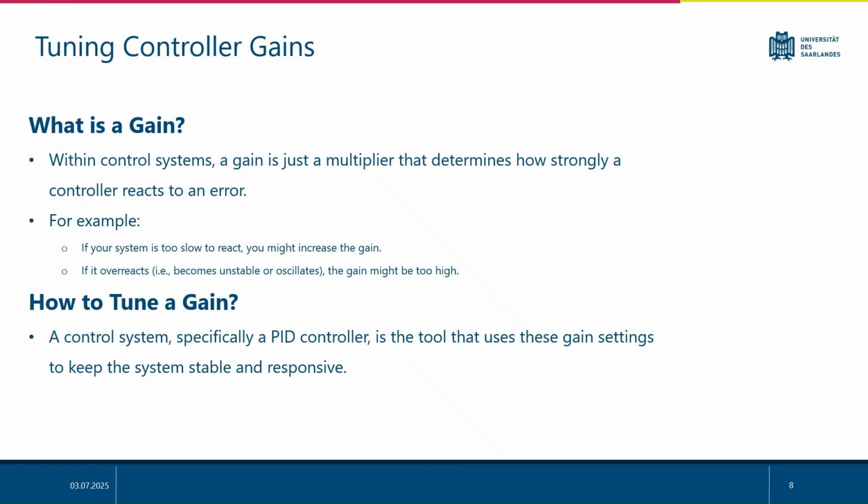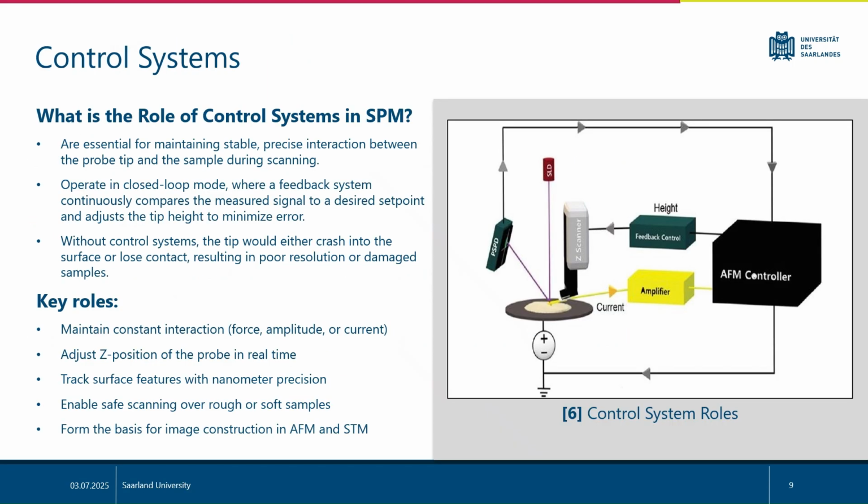Earlier, we mentioned tuning controller gains, but what exactly is a gain? In control systems, a gain is just a multiplier that determines how strongly the system responds to error. If your system is lagging, increase the gain. If it's oscillating or unstable, the gain may be too high. Tuning gains correctly is what makes feedback systems effective.